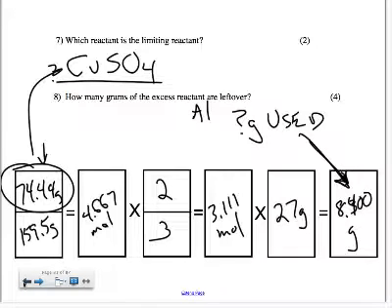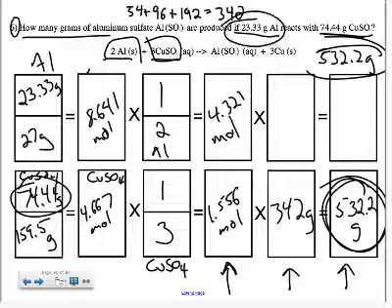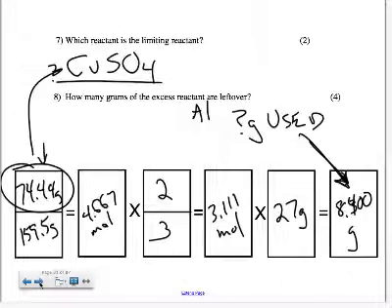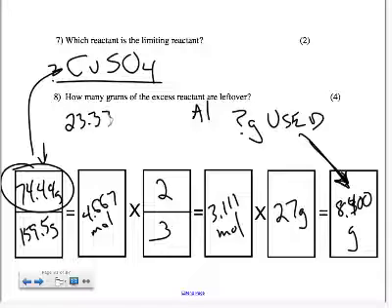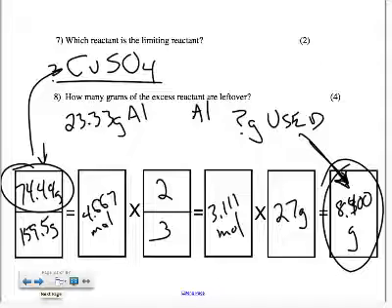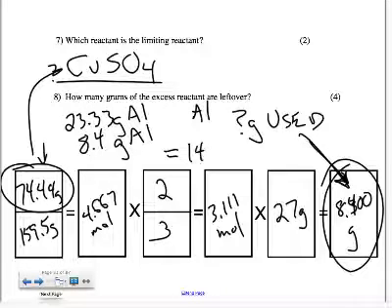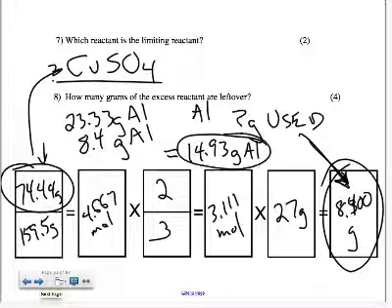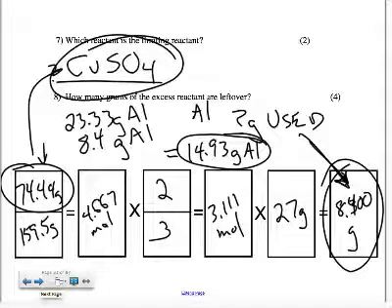Well, according to the question originally, I had 23.33 grams of aluminum to start with, and according to this, I used 8.4 grams of aluminum. So how much do I have left? Well, I have 23.33 minus 8.4, which is 14.93 grams of aluminum left. That would be what was left over once the copper sulfate ran out. That's the question.